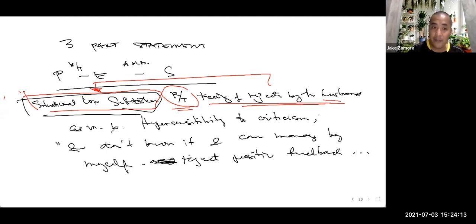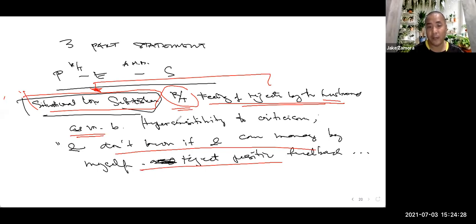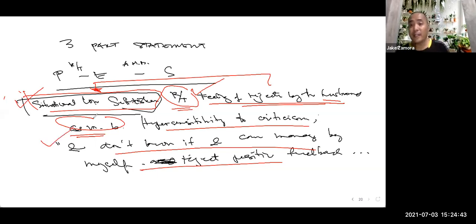So what is the manifestation? What are the defining characteristics? How can you say that the husband is rejecting this patient? So sabi ni patient, "I don't know if I can manage by myself," rejects positive feedback, and there is hypersensitivity to criticism. So, as manifested by. This one is a three-part statement. You have your problem, your etiology or the possible source of the problem, and the defining characteristics or the supporting information, which can validate or support your problem and your etiology. Naiintindihan ba? So this is a three-part.